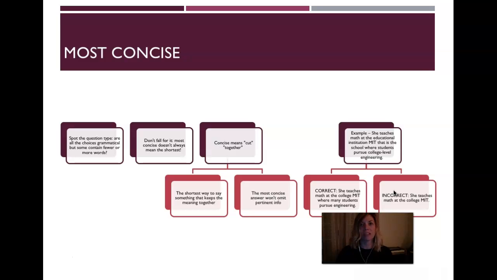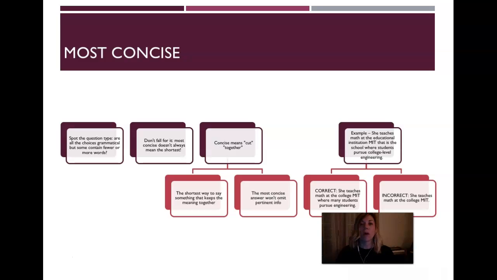Do you understand? So I made it the most concise because I took out some redundancies and some extra verbiage that just is not necessary. So the educational institution is indicated by the fact that it's MIT and it's a college. So I can really just say college. Now I want to include the name of the college, and I want to include that it is a college because my reader might not know what MIT is. So she teaches math at the college MIT, where many students pursue engineering.